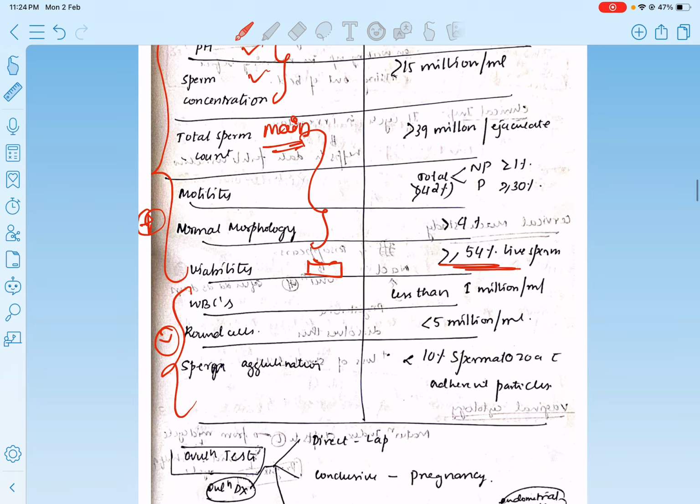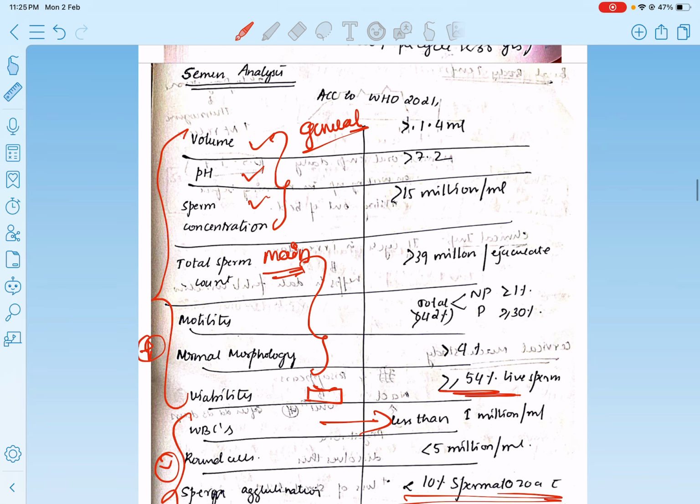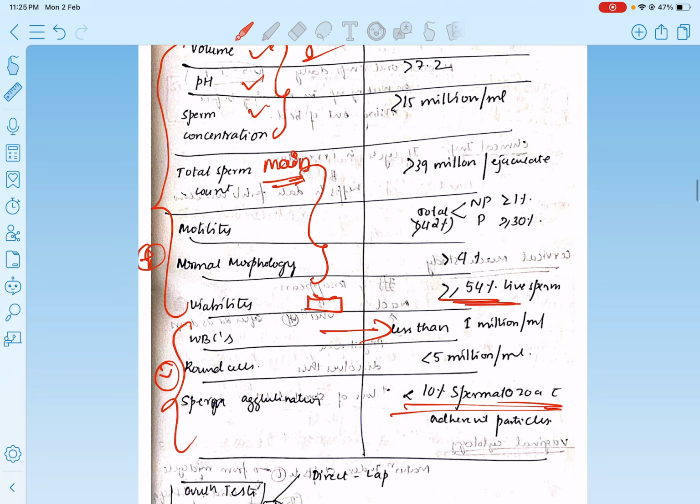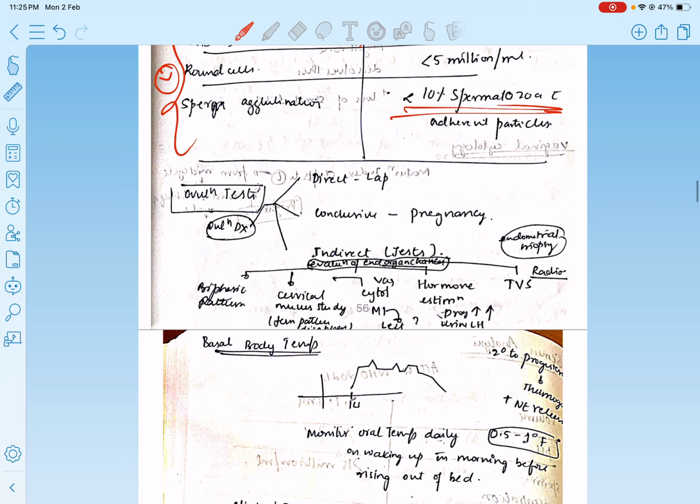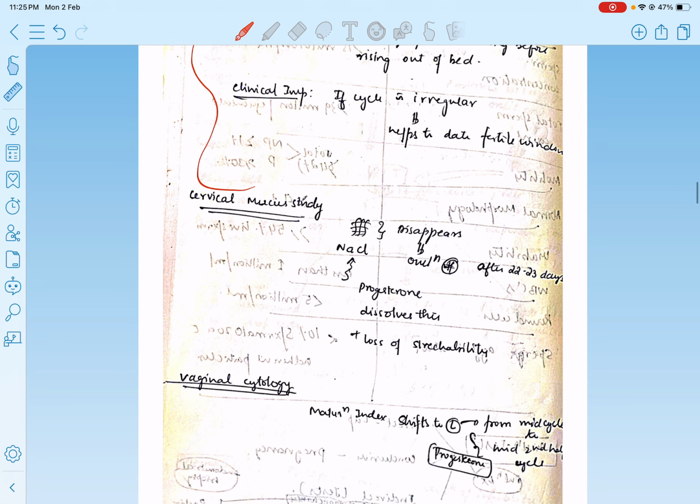Then these are the negative things, that means you should have less than 1 million per ml of WBC, less than 5 million round cells, and less than 10% spermatozoa showing agglutination. You might be overwhelmed by this, but make sure you know what you are writing, and divide it and then study. And these are the indirect tests. This was an RS2 kind of question, even this, so make sure you study it.